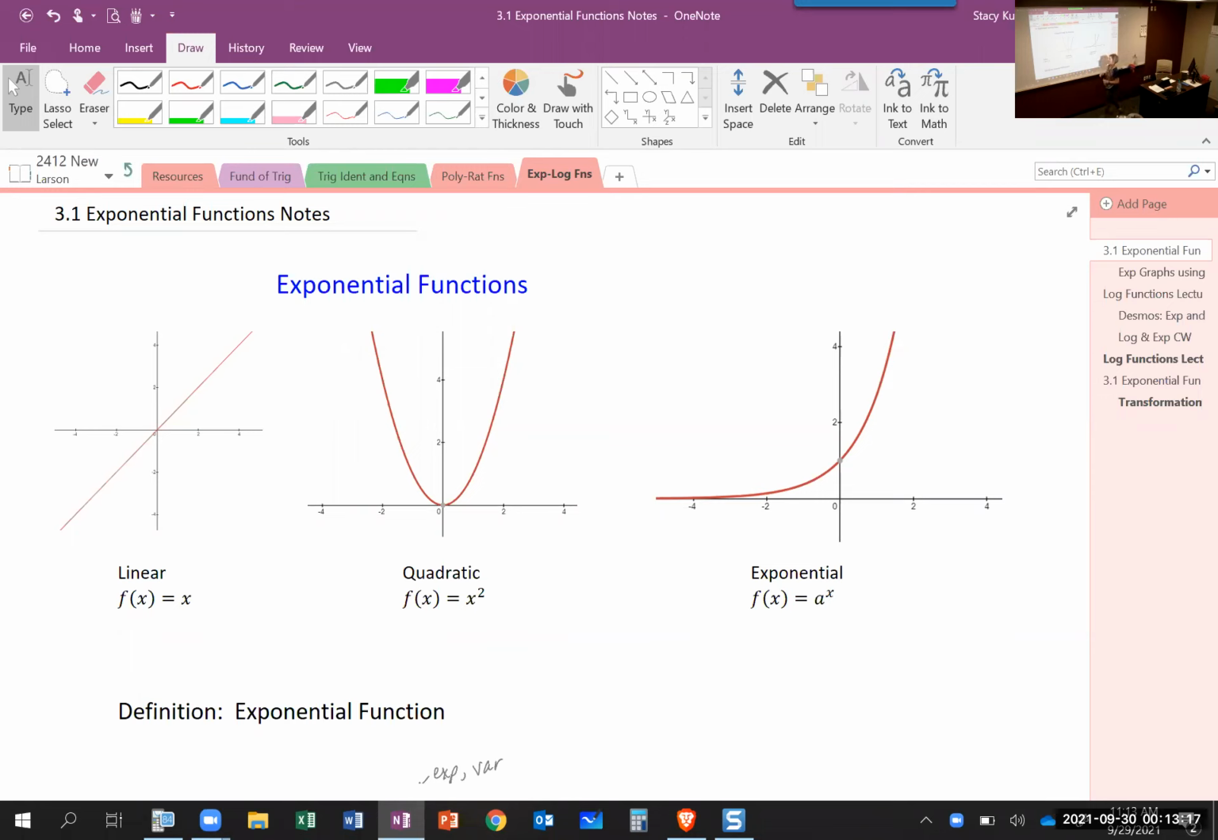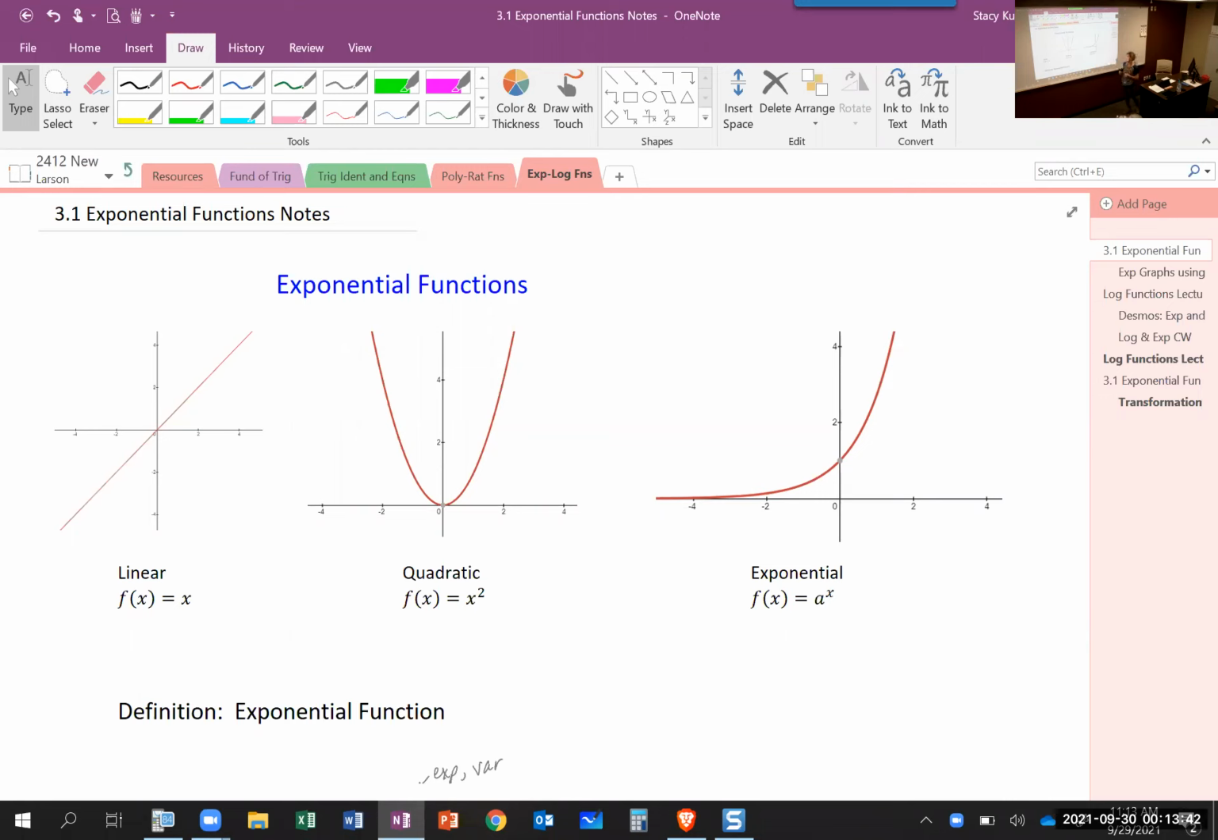We notice that the leftmost equation that I have graphed up here, that's a linear equation, right? Y is equal to X, we recognize that. We have our quadratic equation here, which is X raised to the 2nd power. We know we were just working with polynomial functions. Those are base X raised to some power, some integer positive power.